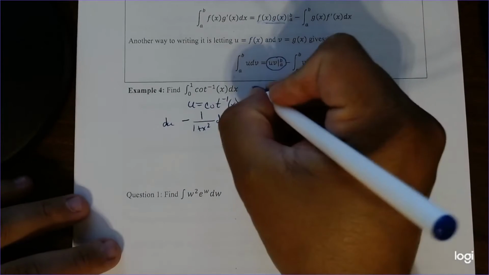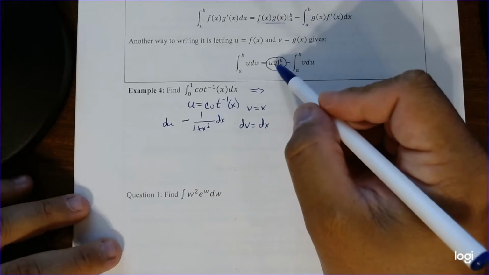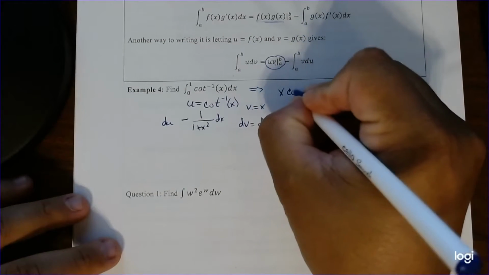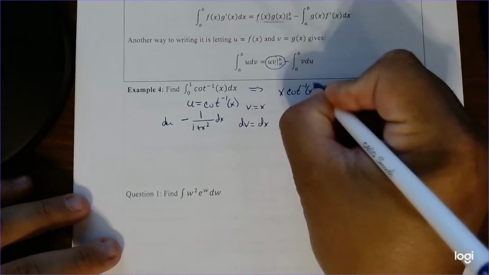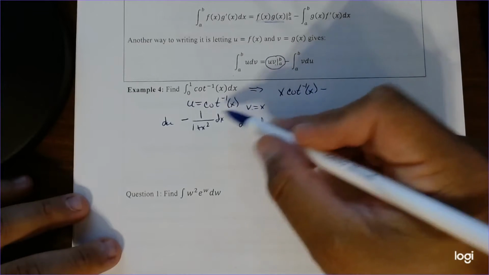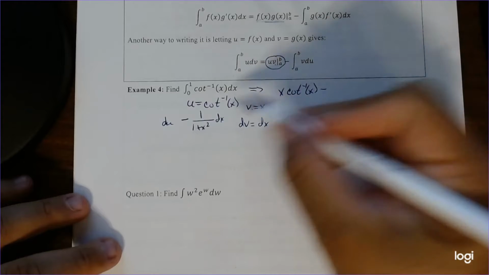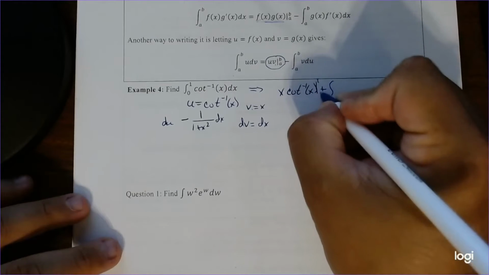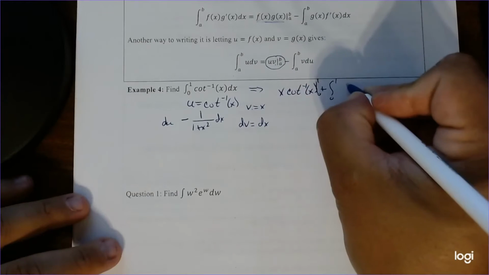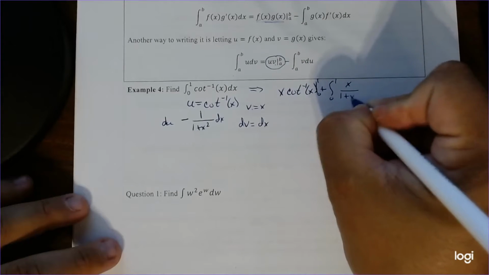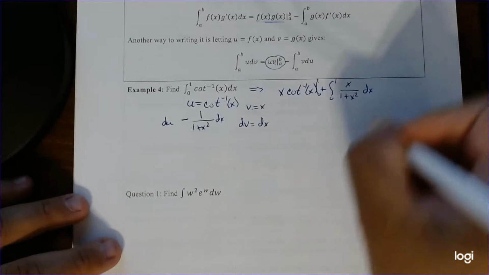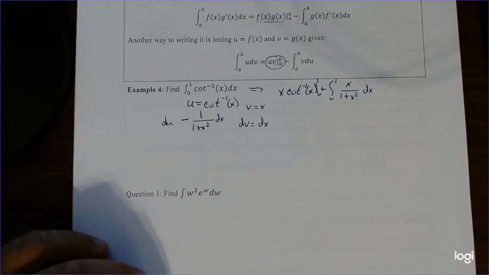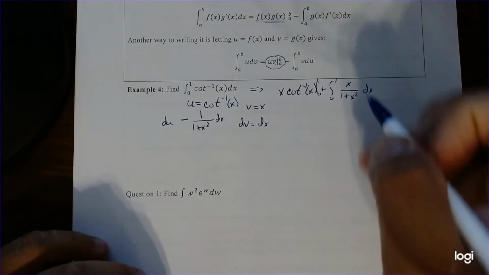All right, so now we've used our portion. So it's going to be, again, u times v, so this times that, minus the integral of v du. So notice negative makes positive. This is the integral, and this is evaluated from 0 to 1 of x over 1 plus x squared dx. Okay, so again, notice for the integration, we have to use a substitution rule.